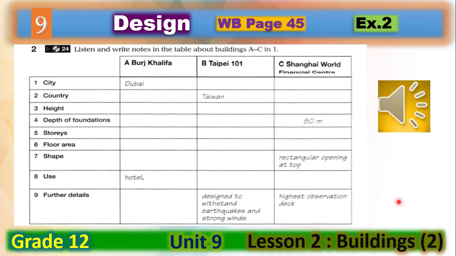Now let's move to exercise 2, also workbook page 45. You have to listen and write notes in the table about buildings A to C in exercise 1. Okay? Burj Khalifa, B. Taipei, C. Shanghai World. You have to write the information to complete the table: the city, country, height, depth of foundations, and so on. Okay? Are you ready to listen?